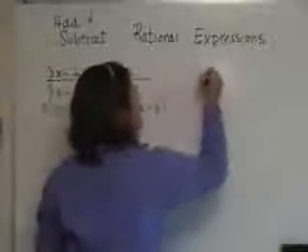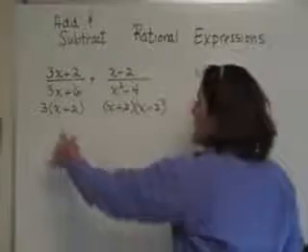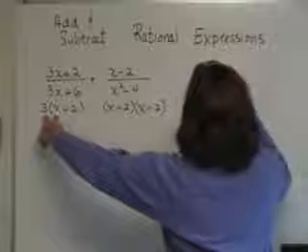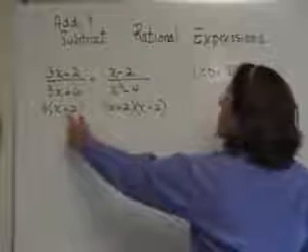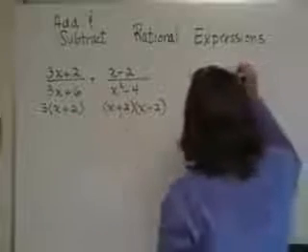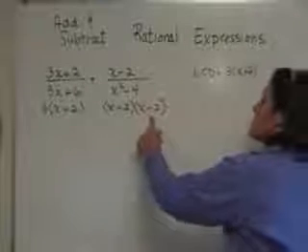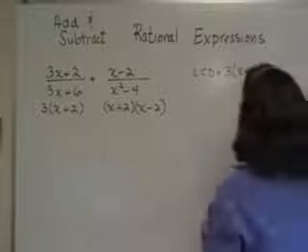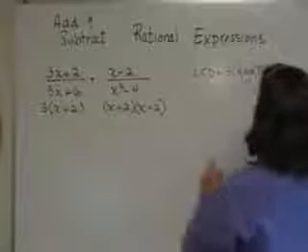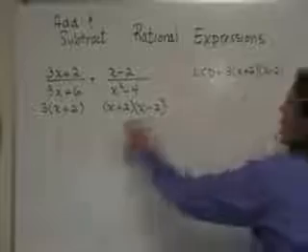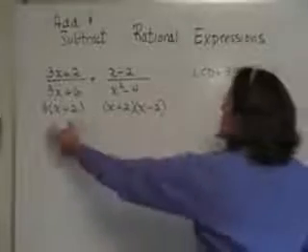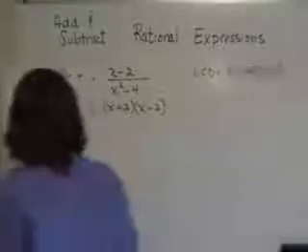And finally, I'm ready to state what my LCD is. The 3 occurs once, I must include it. The x plus 2 occurs once here and once here. I must include it just once. And the x minus 2 occurs once here and not at all over here. I must include it once. This is my LCD. I've got to make both of these fractions have that as part of their LCD.